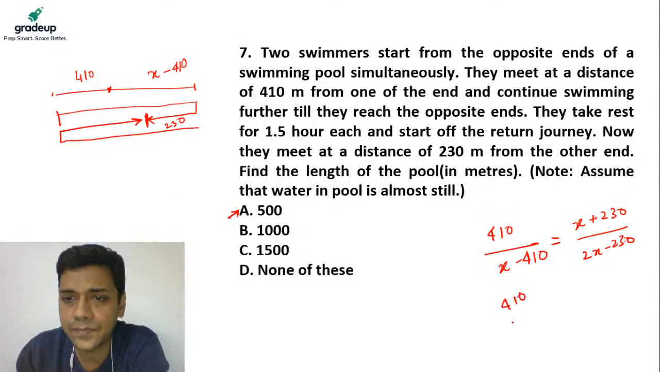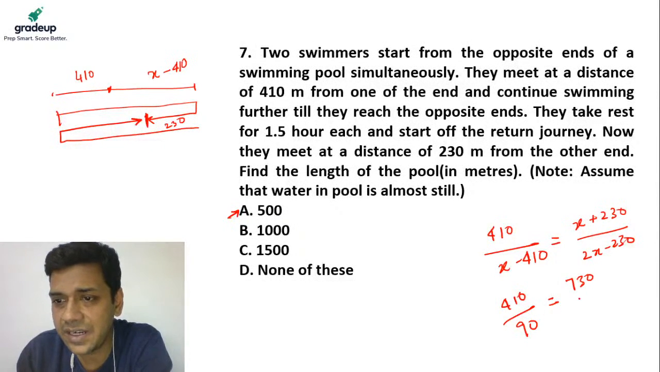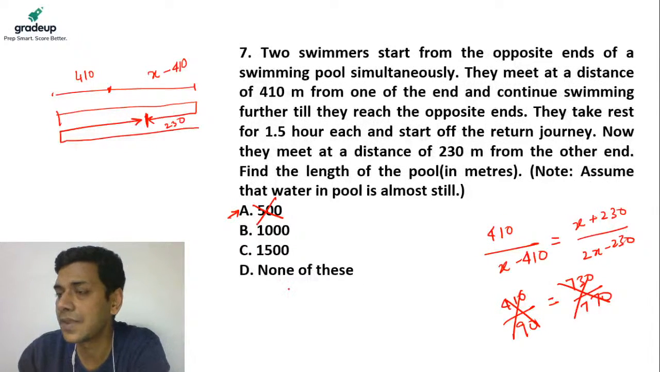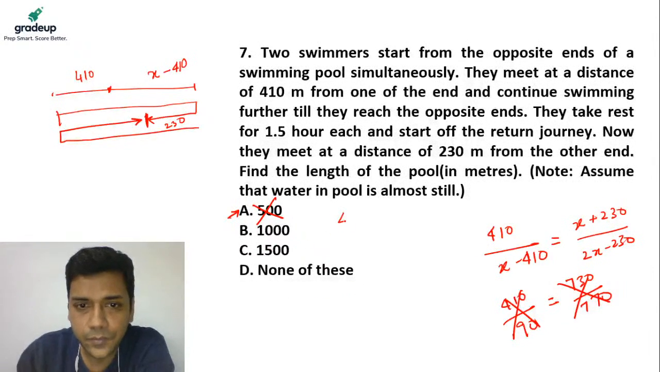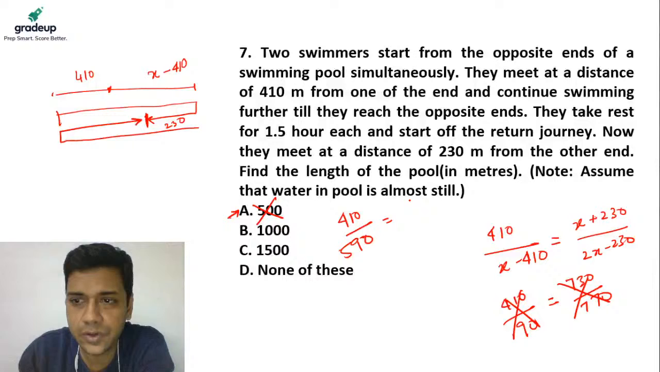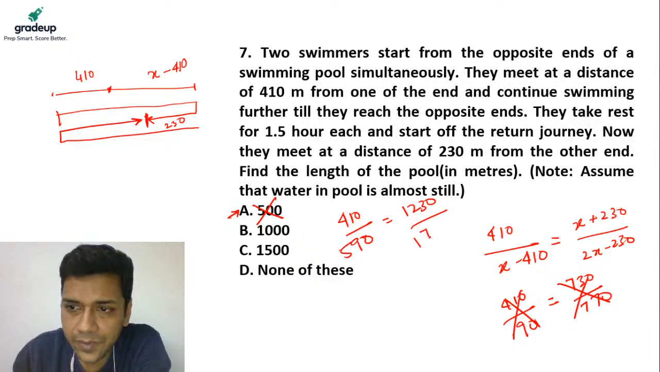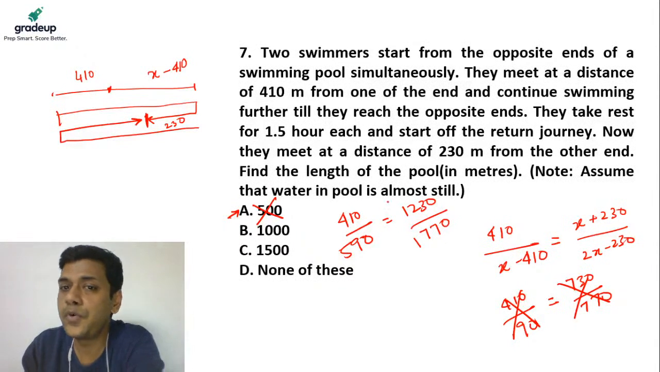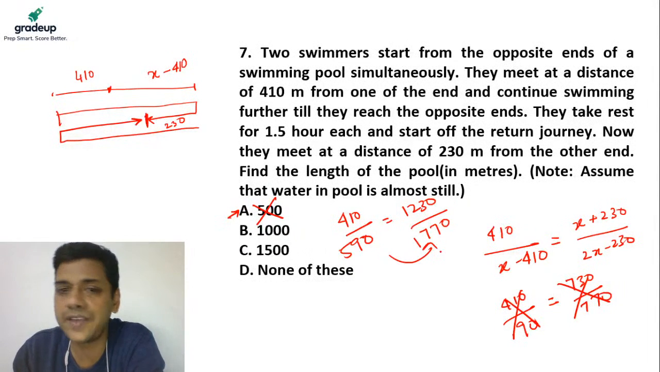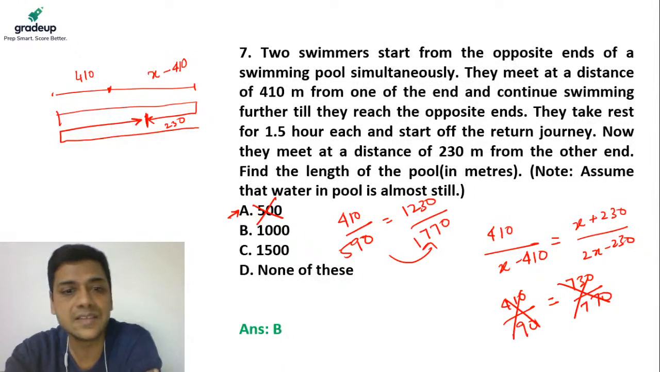410 divided by 90 equal to 730 divided by 770. No, this is very close to 1, this is not close to 1. My answer is not 500. Let's check 1000. 410 divided by 590 equal to 1230 divided by 1770. Yes. 410 into 3 is 1230. 590 into 3 is 1770. My answer is B.